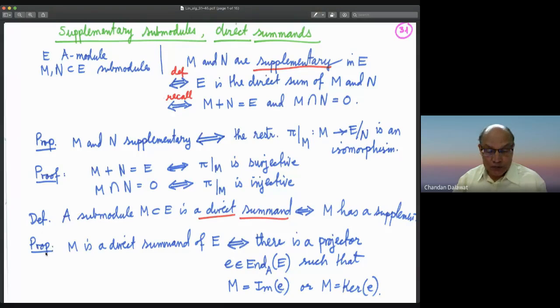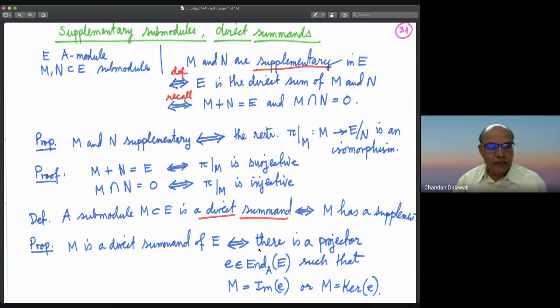And here's a small proposition. It says that M is a direct summand of E if and only if there's a projector, of course in the endomorphism ring of the module E, such that M is either the image of that projector or the kernel of that projector. And this requires no proof because that's exactly what we have been discussing a couple of minutes ago, right?